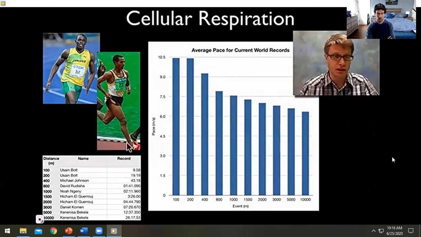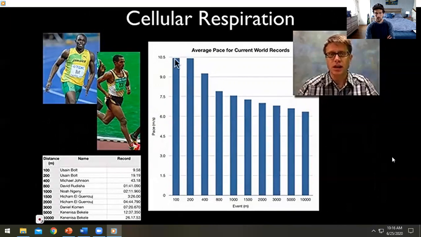And so this is a quick little study I did. I took all of the world records currently right now from the 100 to the 10,000. And so this is Bekele, the guy who owns the 10,000 meter record. And what I did is I figured out their pace, in other words, how fast they're running. This would be in meters per second for the 100, the 200, all the way down to the 10,000 meter run, which is a little over 6 miles.